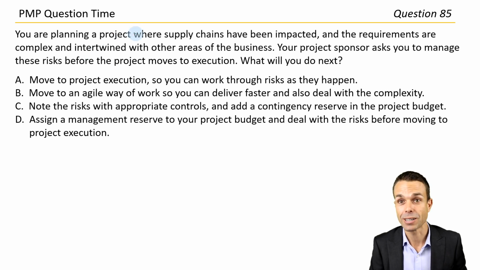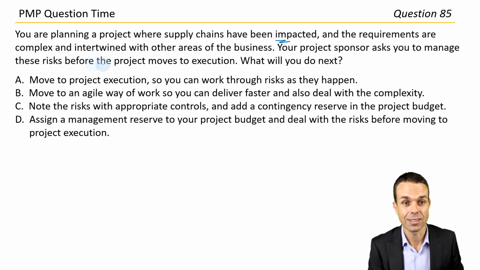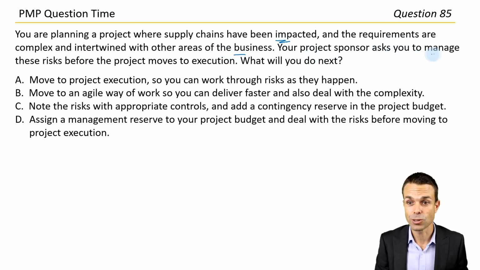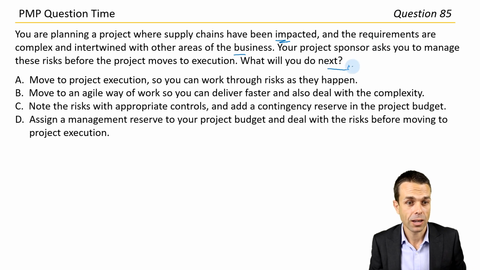You're planning a project where supply chains have been impacted and the requirements are complex and intertwined with other areas of the business. Your project sponsor asks you to manage these risks before the project moves to execution. What will you do next? Okay, so we have to manage the risks. What do we want to do here?